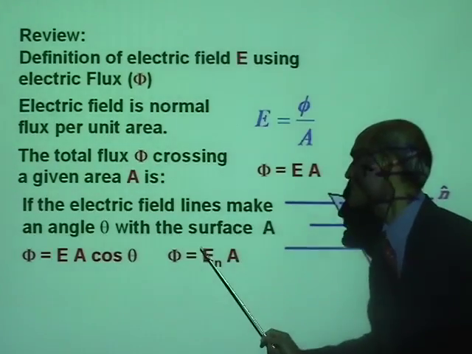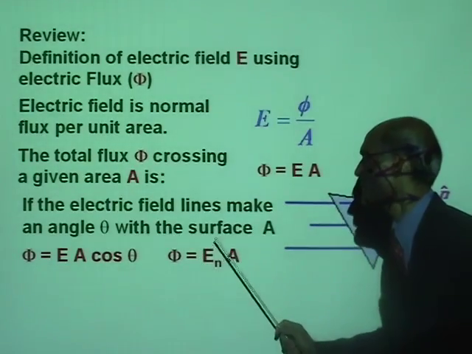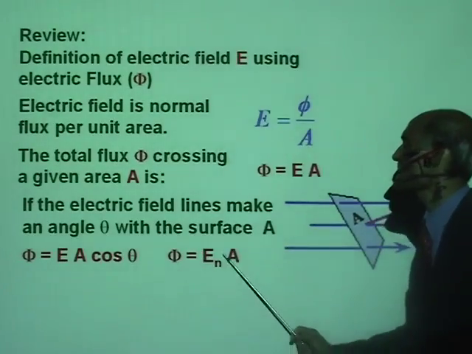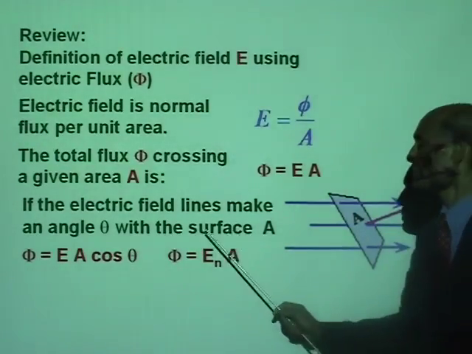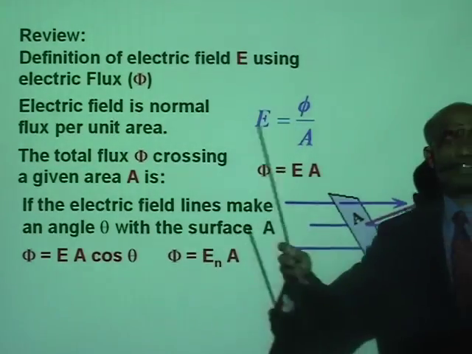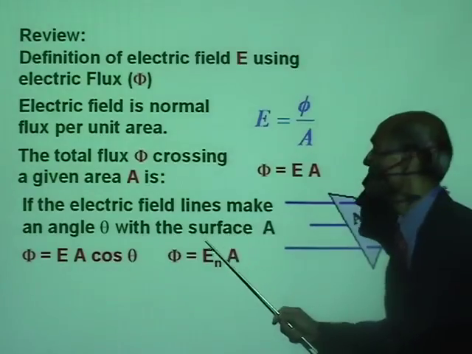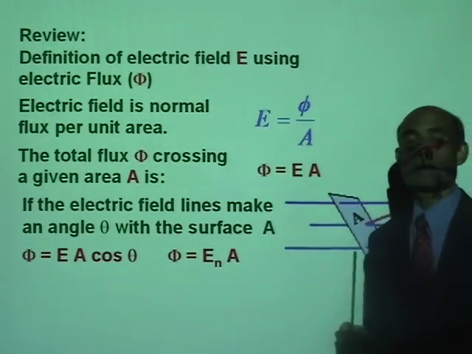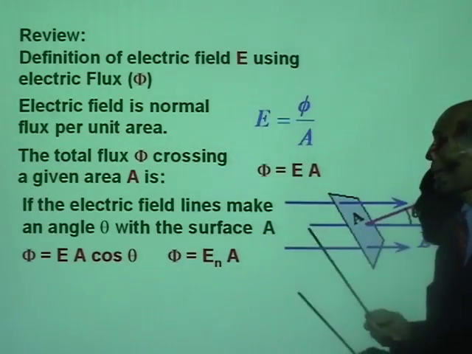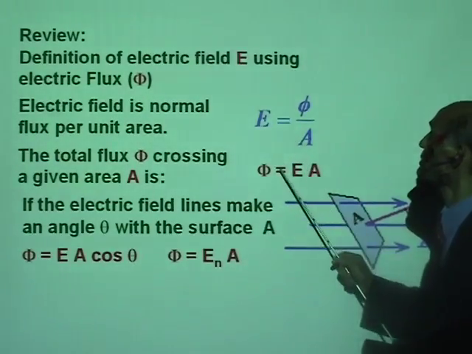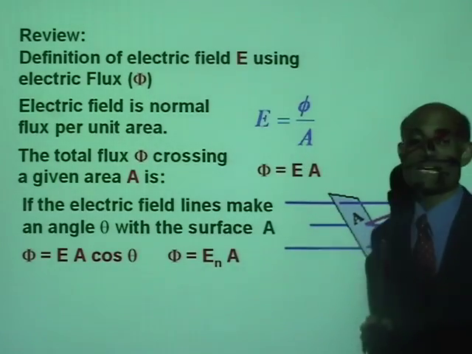Now, we will represent the electric field that is the normal component as E sub n. So, then we have the total flux crossing any given area is the normal electric field multiplied by the area. Alright, so keep these two equations with you. We will be using that as we go on.